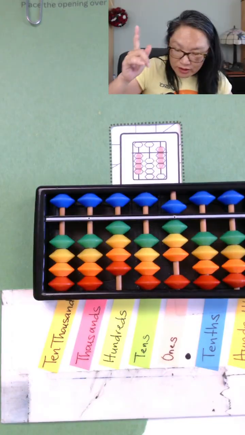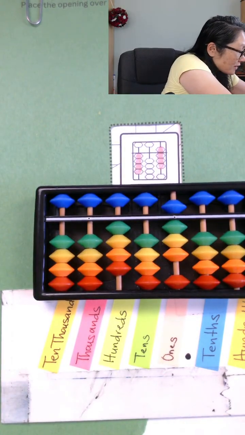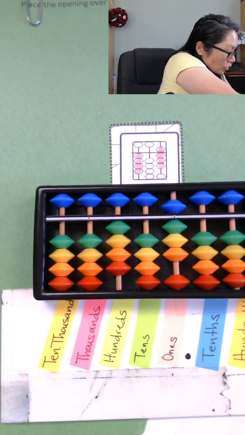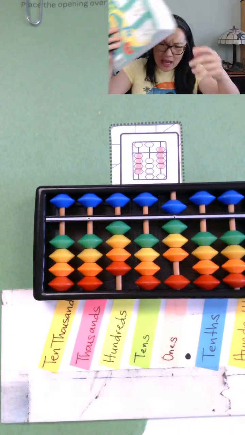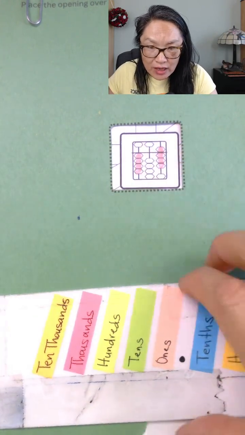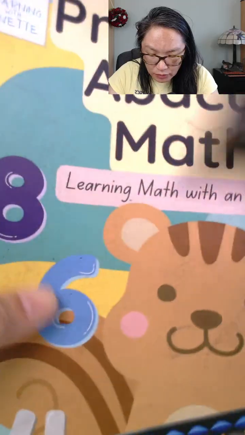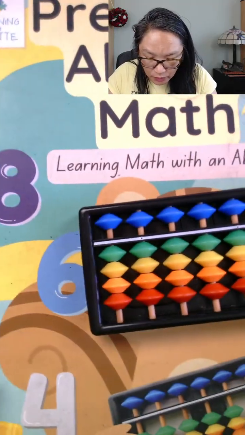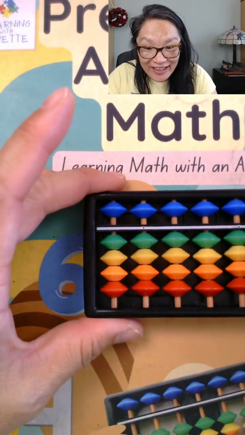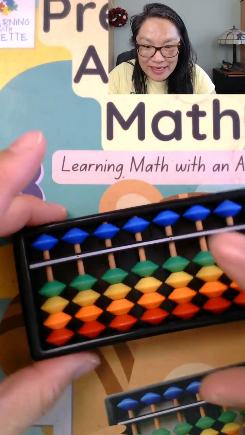Okay, so the first thing we're going to do is understand how to move the beads. We already know how to read the abacus. Great. So now we're going to learn how to move the abacus. It's easy, right? That makes sense. Okay, good.